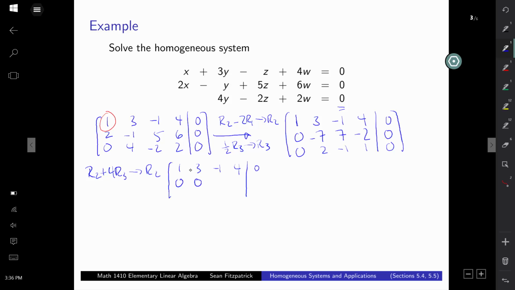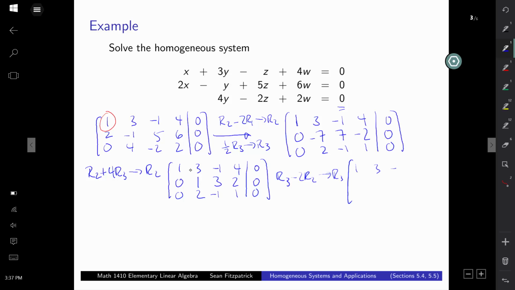Okay, so, not 0, 1, right? So -7 plus 8 gives me 1. 7 minus 4 gives me a 3. -2 plus 4 gives me 2. 0's over there. 0, 2, -1, 1. Okay. Now I got my leading 1. I can use it to get rid of that 2 below it. So I'm going to do row 3 minus 2 row 2. Make that my new row 3.